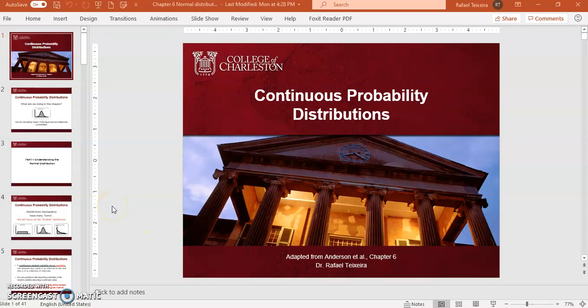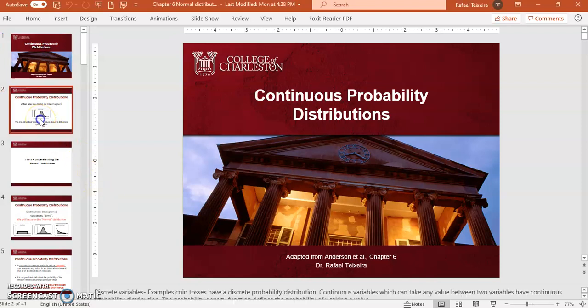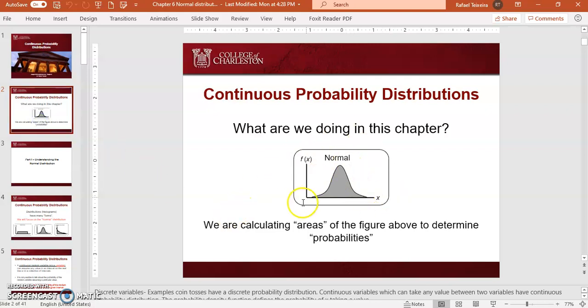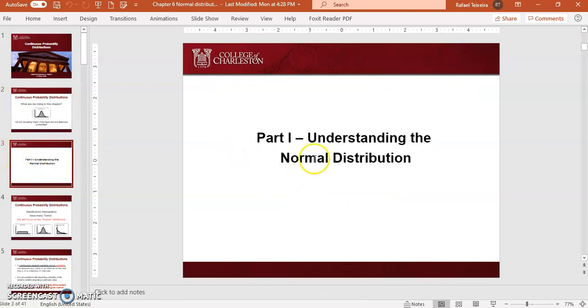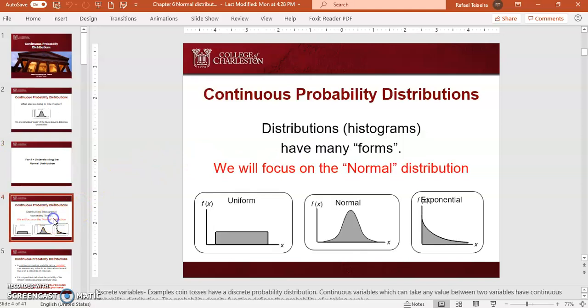Hi, this class is about continuous probability distributions, and this is an introductory set of slides. In this class, we're going to talk about the normal distribution. Really, what we're doing in this chapter is understanding characteristics of the normal distribution to be able to calculate areas of this figure in order to determine probabilities. This is what we're doing. So the first part is understanding the normal distribution.